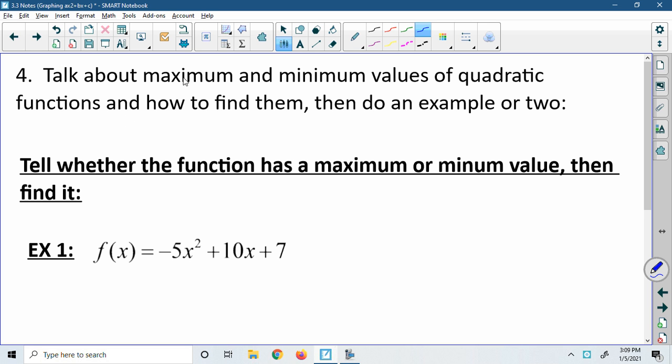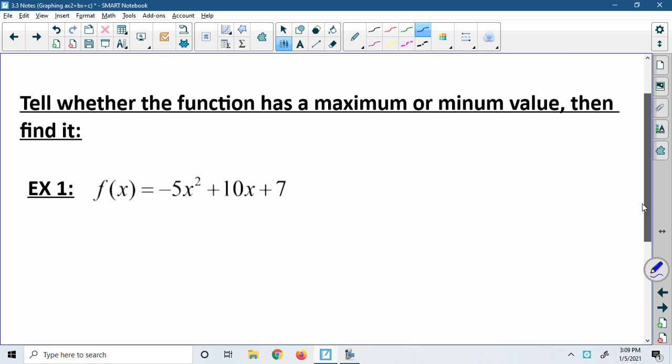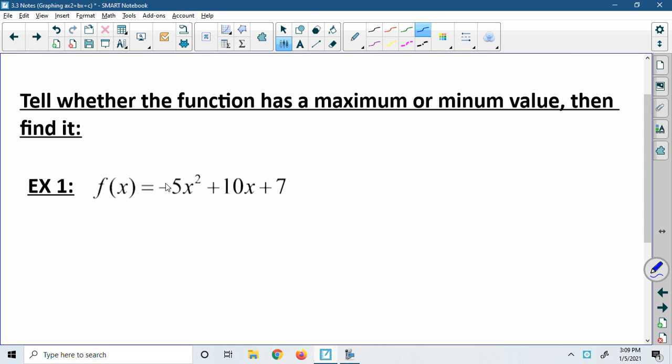Talk about maximum and minimum values of quadratic functions and how to find them, then do an example or two. The instructions then would be tell whether the function has a maximum or minimum value, minimum, that should say, there's a typo, then find it. Negative 5x squared plus 10x plus 7. That's our quadratic function here.